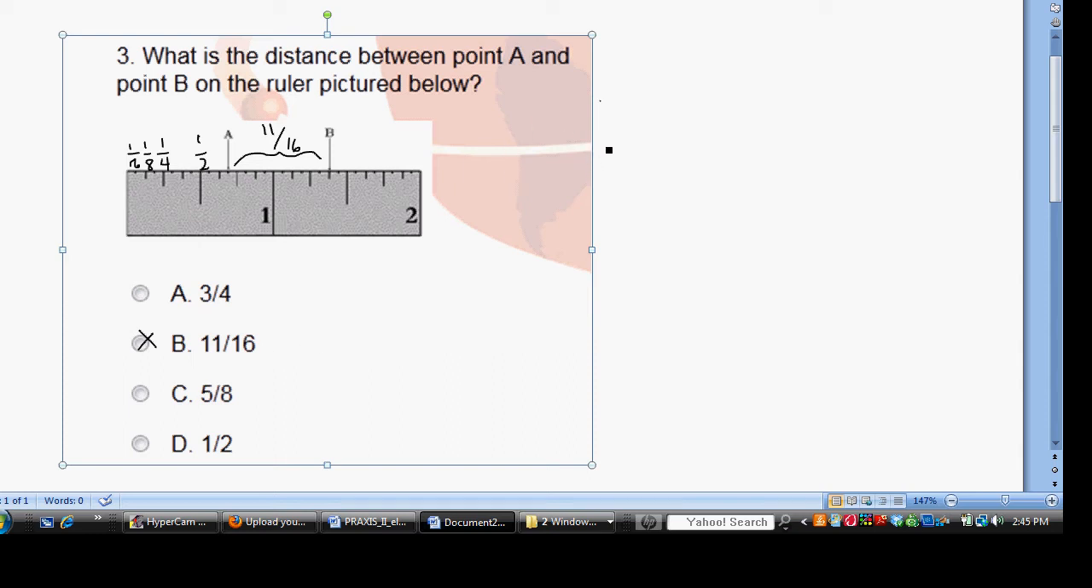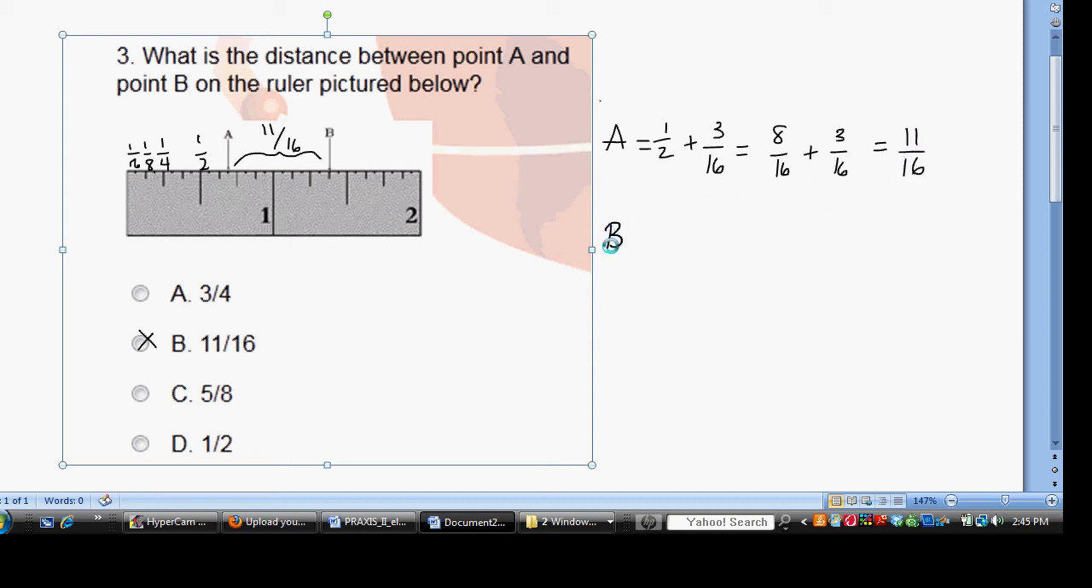The other way to handle this is to actually find what the value of point A is on the ruler. Point A is at a half, plus another 3 of these little tick marks. So it's at 1/2 plus 3/16. To add those two numbers, we need a common denominator. So it would be 8/16 plus 3/16. So A is at the measurement 11/16 of an inch.